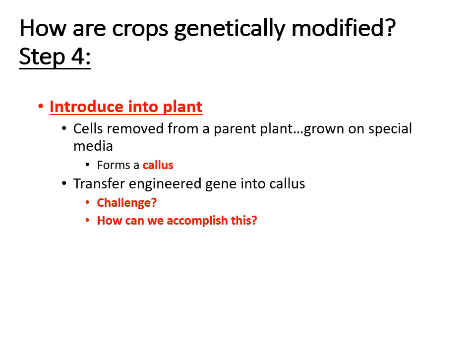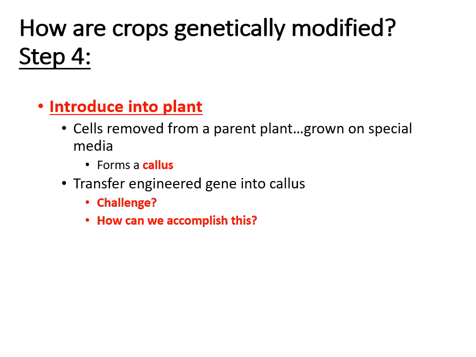So what they do is they remove cells from a parent plant and they grow it on a special media. And when grown on that special media, it creates what's called a callus. And I want you to circle, star, highlight that word callus and note that that's basically a clump of undifferentiated cells. Okay, so that's going to now serve as the foundation of getting the new plant.